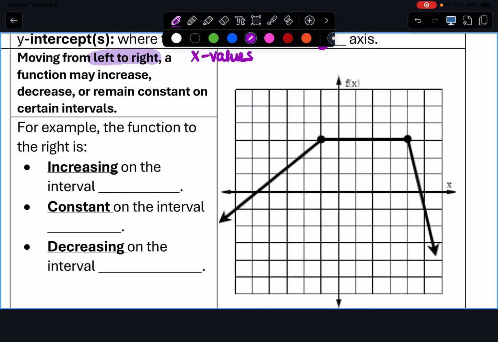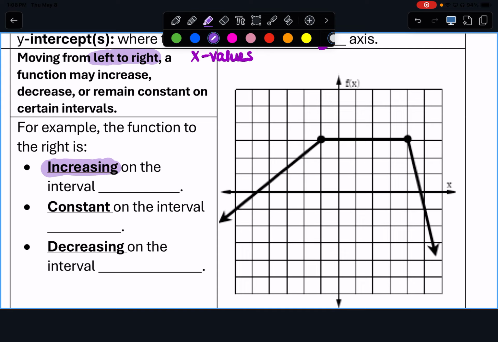So when we look at our x values, we're going to see how the function may increase, decrease, or remain constant on certain intervals. So this is where the 3 different colored highlighters come in, okay? I want you to grab a highlighter, it doesn't matter the color, and highlight the word increasing. What does the word increasing mean? Rising, going up.